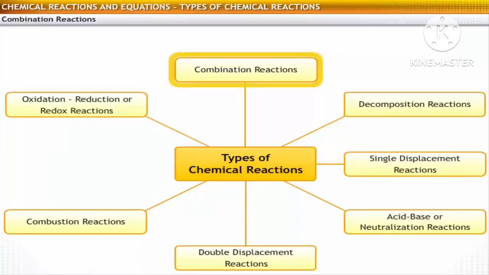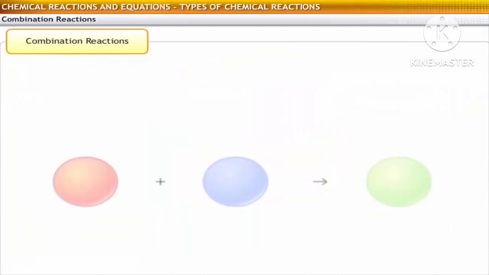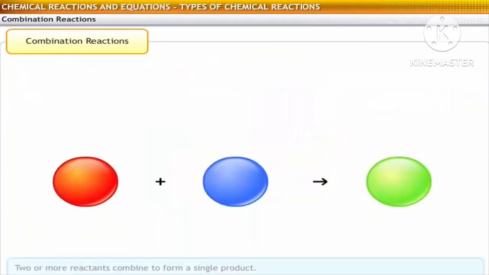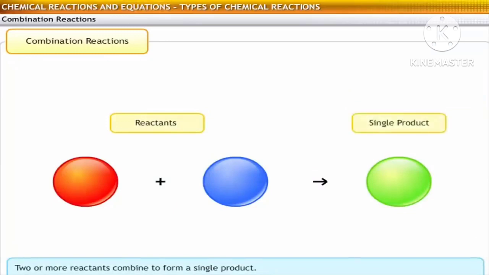Let us begin with combination reactions. A combination reaction is one in which two or more reactants combine to form a single product. The reactants may be elements or compounds. The general form of the reaction is A combines with B to form a single substance, C.